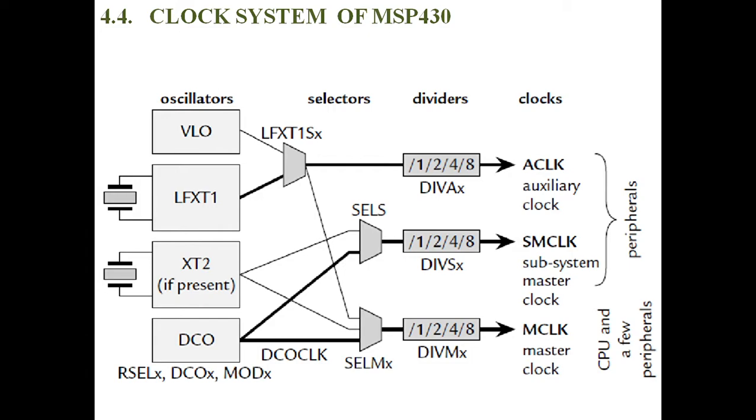Suppose the device operating frequency is 12 kilohertz. At that time the VLO generates the 12 kilohertz signal that is divided by 1, then that is given to the corresponding device by using this auxiliary clock. If the desired device operating frequency is 6 kilohertz, the VLO generates the 12 kilohertz signal that is divided by 2. That means 12 kilohertz by 2, so a 6 kilohertz output signal. That 6 kilohertz clock signal is given to the desired device.